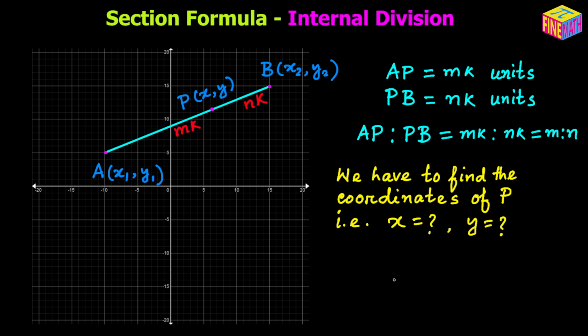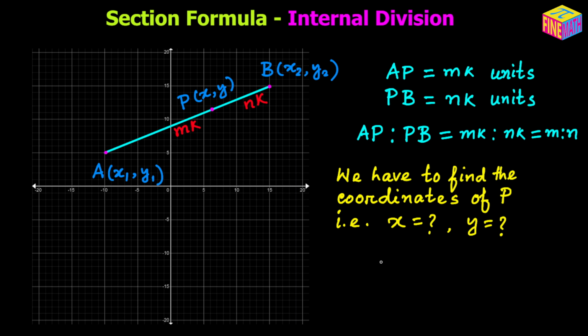So again, let's first try to understand what's the deal here. We have been provided the two endpoints of a line segment, which are A and B. Coordinates of A have been provided. Also coordinates of B have been provided. Now we have to find the coordinates of a point P such that P would divide this line segment internally into two smaller segments whose length ratio would be m:n.